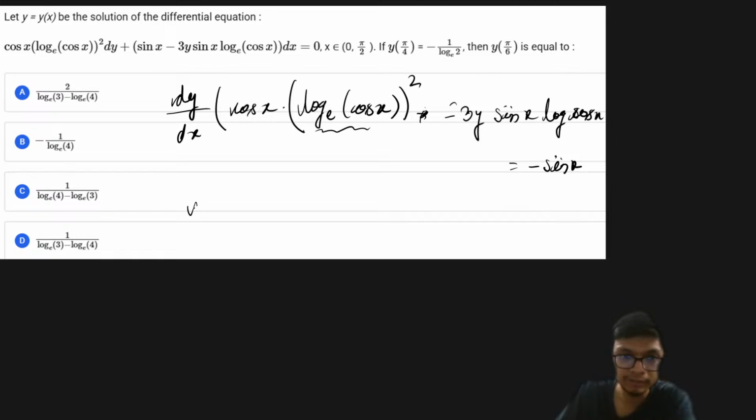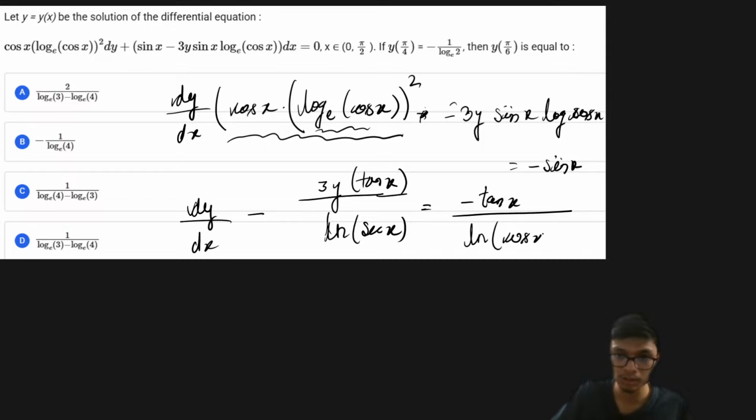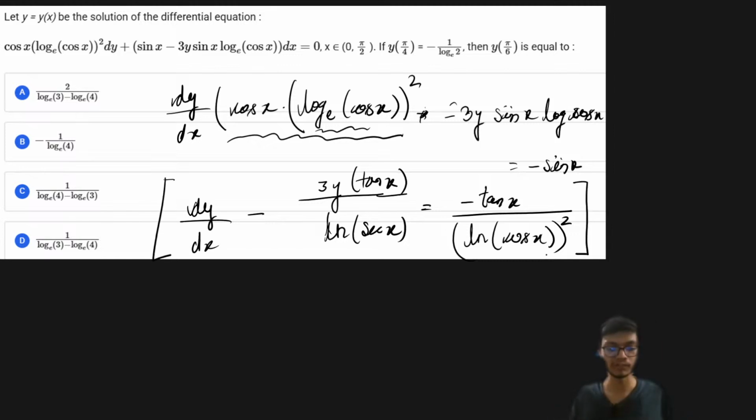And therefore from here, if you try to simplify it further, you can write this dy by dx by dividing this particular part. So dy by dx minus 3y times tan x divided by natural log of sec x is equal to tan x minus tan x divided by the whole square of natural log of cos x. So therefore now you can understand that this is basically the format of a linear differential equation of first order.